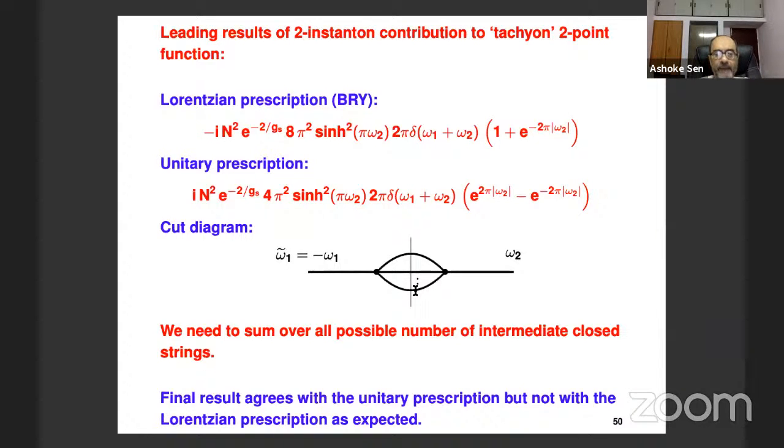And one finds that the final result after performing the sum over all the cuts of this diagram agrees with the unitary prescription. It gives us precisely this result. But it does not agree with the Lorentzian prescription. These are, of course, different expressions. So again, we see that if we choose n to be real and if we choose unitary prescription, then we restore unitarity.